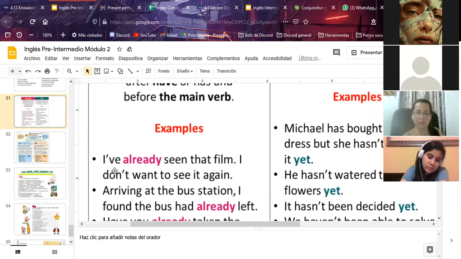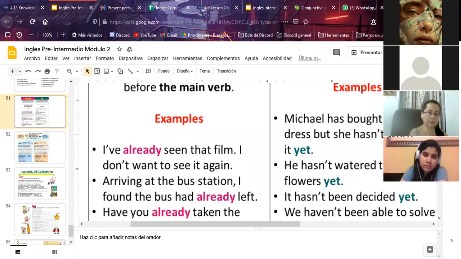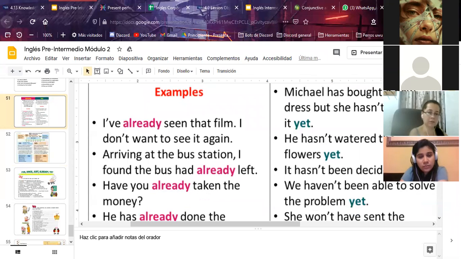So I've, as you can see, we use the contraction that is the most common part. We have another example. Arriving at the bus station, I found the bus had already left. So in this case, had is in past because it's a different tense. It's a past perfect, but it's just that the change. Okay. The other one says, have you already taken the money? Already.